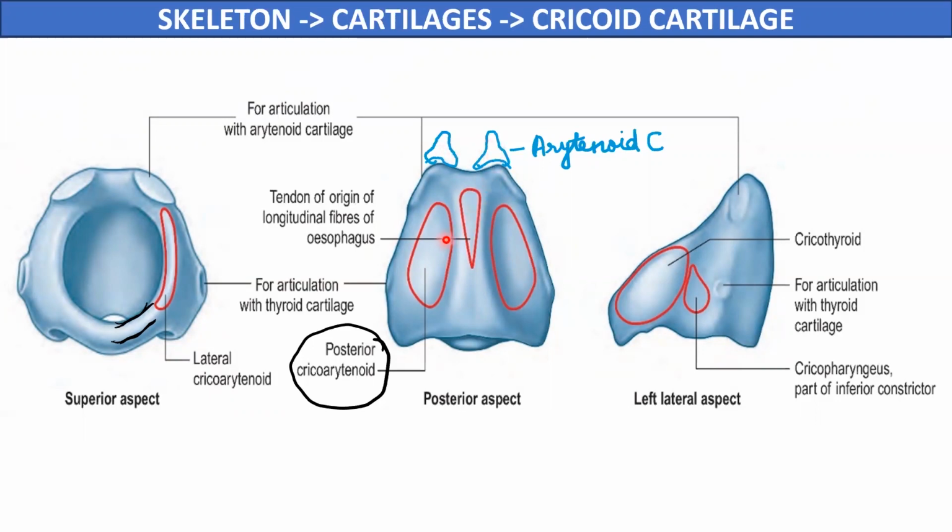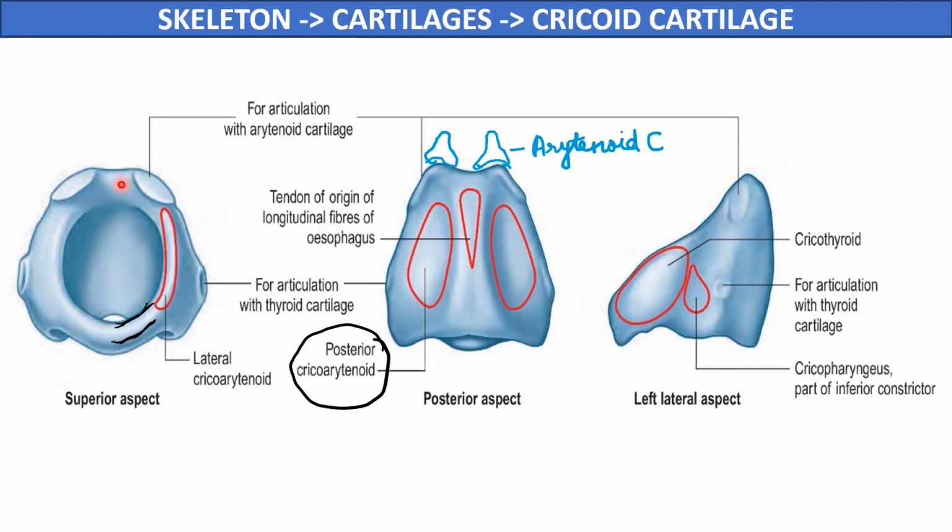So the lamina of the cricoid cartilage gives attachment to the esophageal muscles and the posterior cricoarytenoid muscle, and it also articulates with the arytenoid cartilage. So this is about the cricoid cartilage, which has a narrow anterior part, the arch, and a broad posterior part, the lamina of the cricoid cartilage.